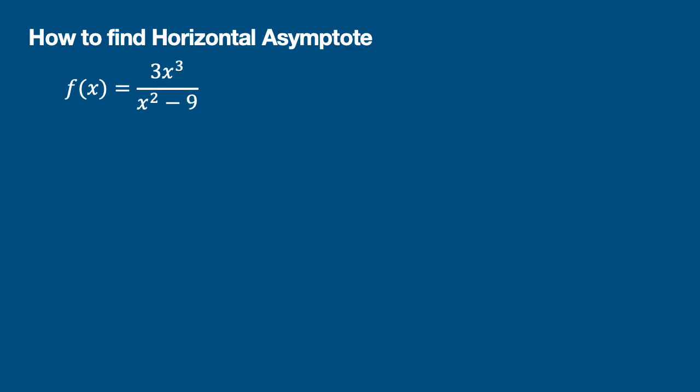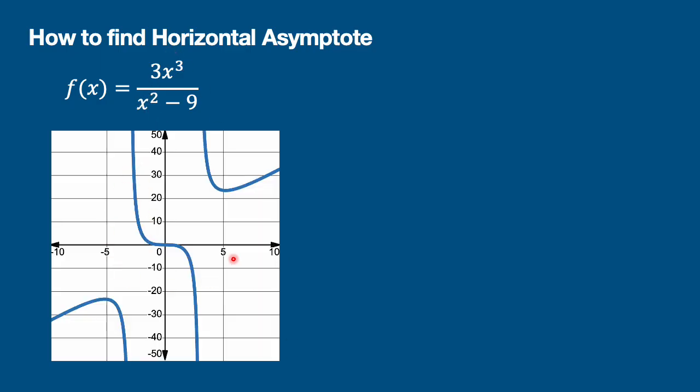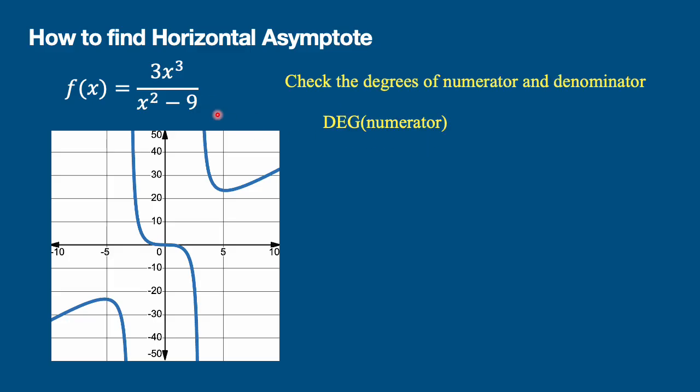Let's do another example, guys. This is f of x equals 3x cubed over x squared minus 9. I sketched the graph. Can you find the horizontal asymptote line on this graph? No, there is no horizontal asymptote line. So how do we find this algebraically, guys? Check the degree of the numerator and denominator. The degree of the numerator is 3. The degree of the denominator is 2. Which one is bigger? The degree of the numerator is bigger, right? In that case, there is no horizontal asymptote.